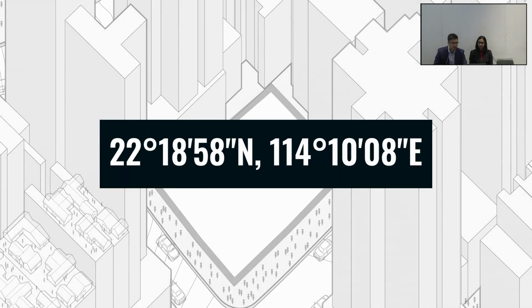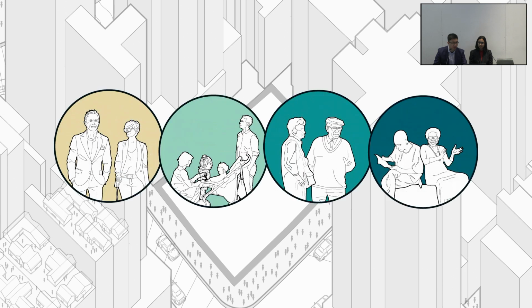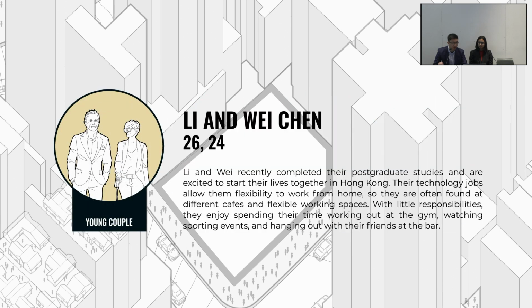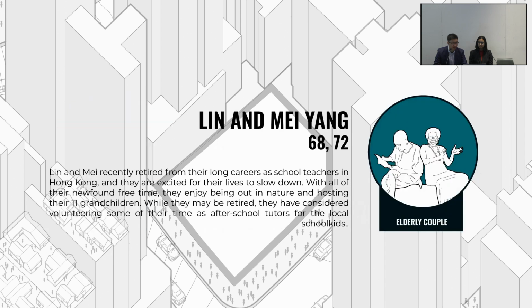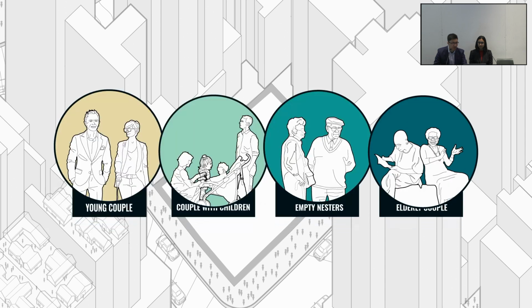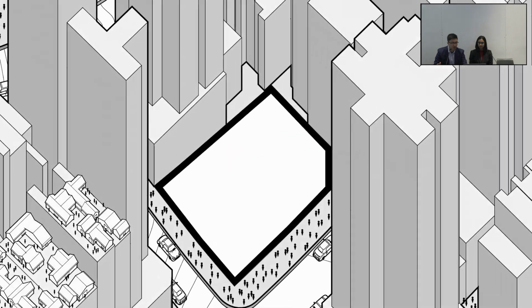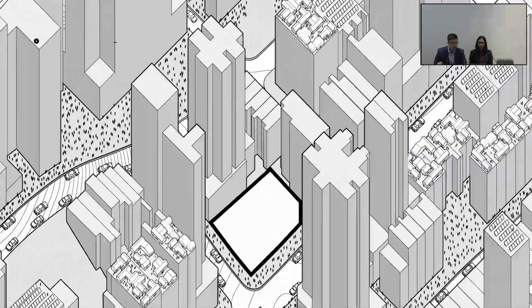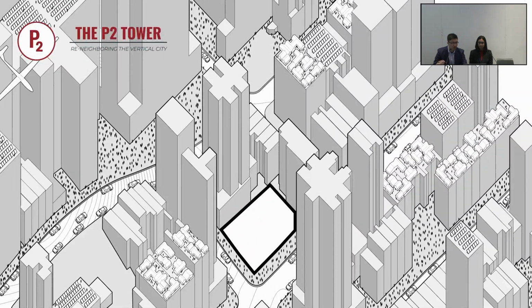Looking closely at one site, the design for the P2 tower was driven by 4 interwoven narratives, which follow the changing needs of a family unit as they grow and shrink over time. Through these narratives and the case study, we will highlight the ability for the P2 tower to meet the density needs of Hong Kong, while also facilitating continuous spatial changes.